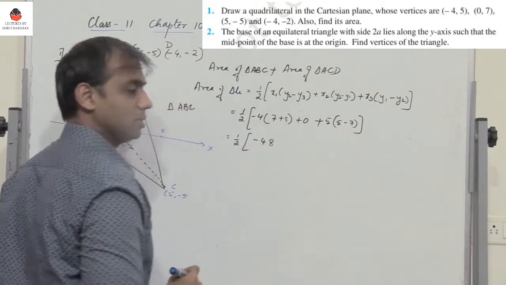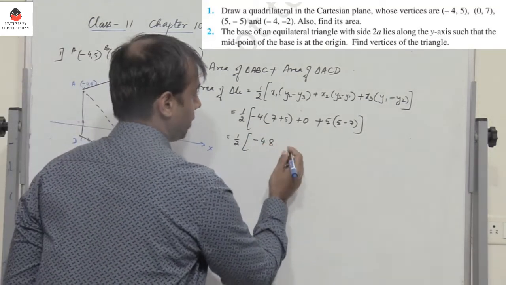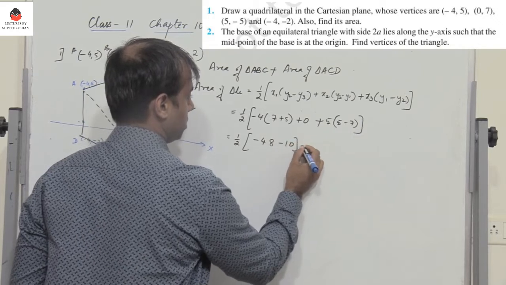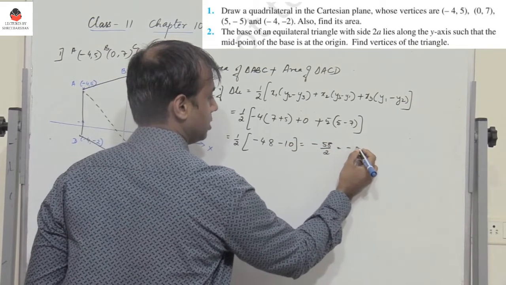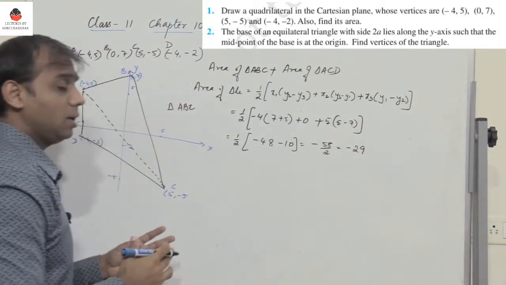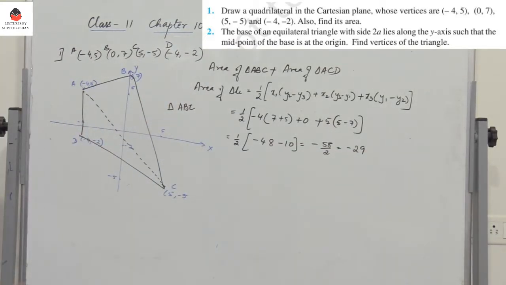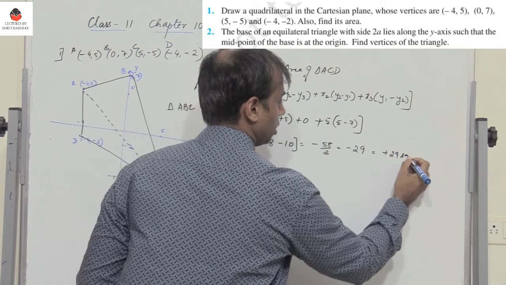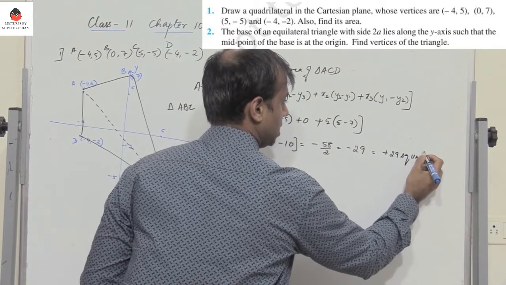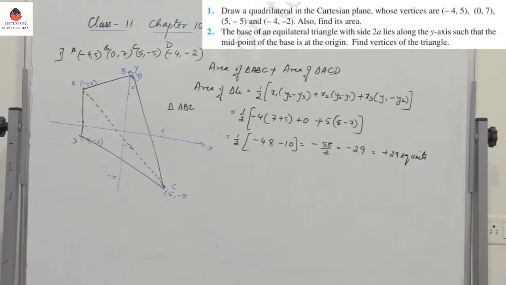And then you have minus 2, so minus 2 into 5 is minus 10. So you get minus 58 by 2, which is minus 29. The area of a triangle cannot be negative, so it's going to be plus 29 square units. So this is the area of the triangle ABC.